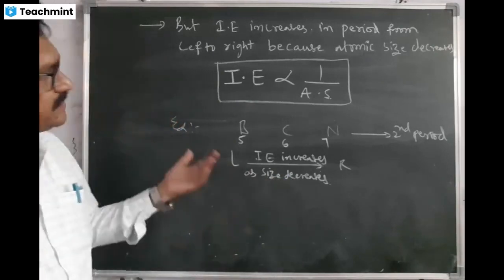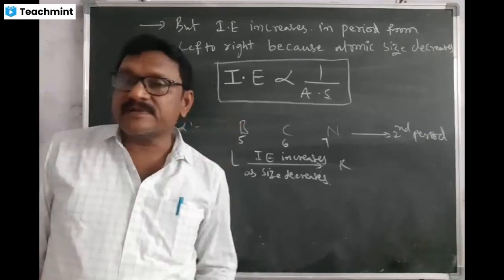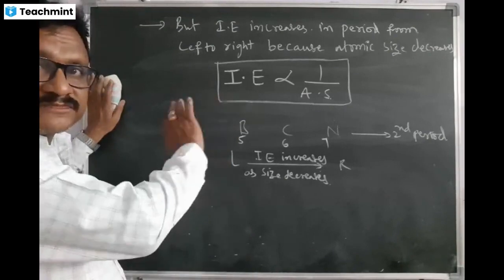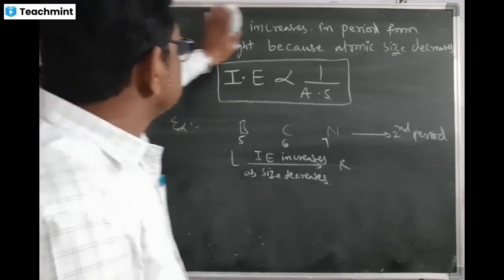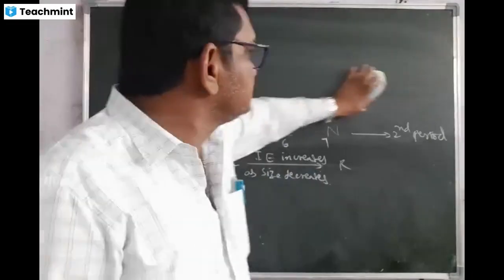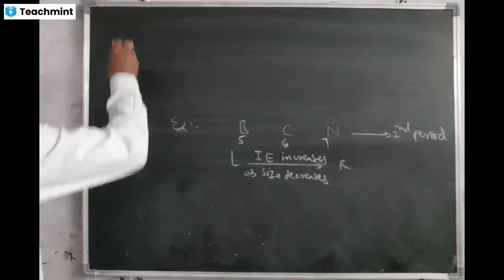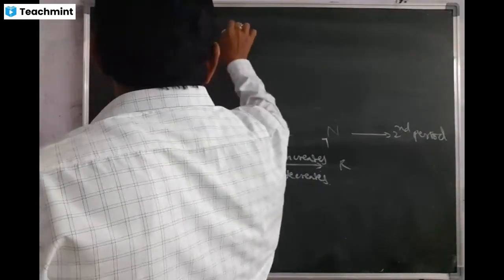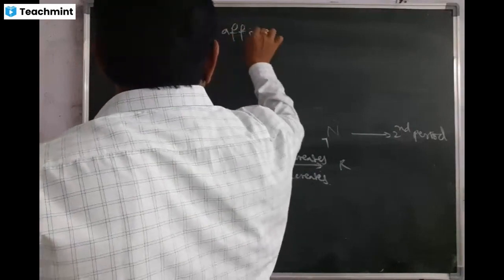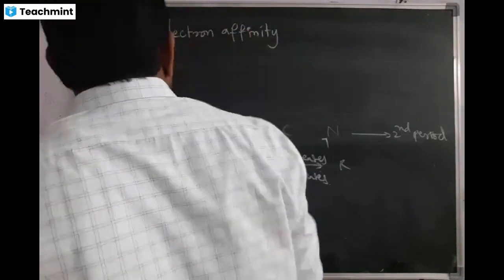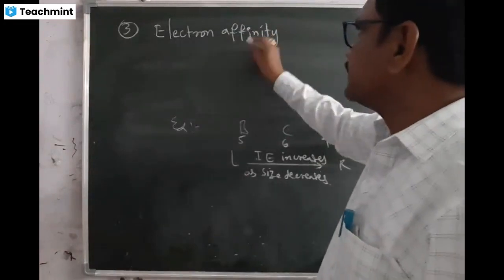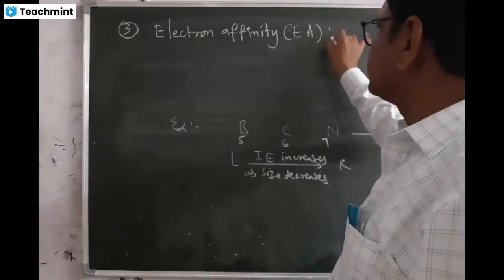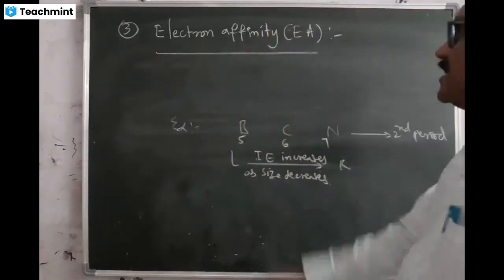Okay, after completing ionization energy, then the third periodic property, what is that? Electron affinity. Write down electron affinity. Affinity, AFFINITY. This is abbreviated as EA. Electron affinity.